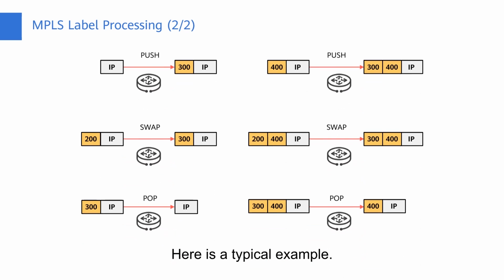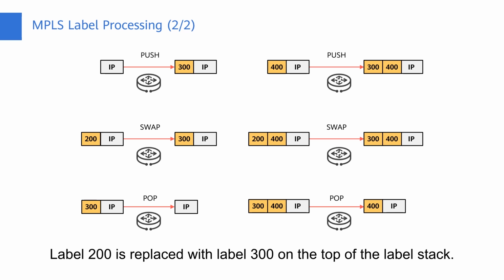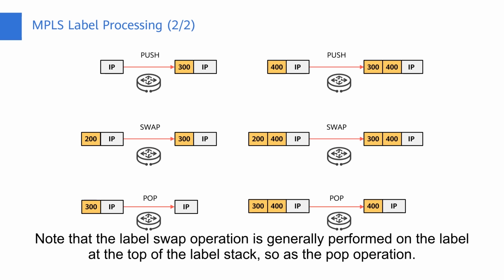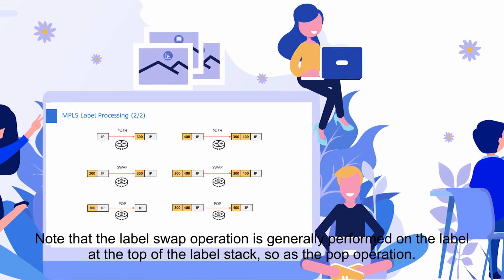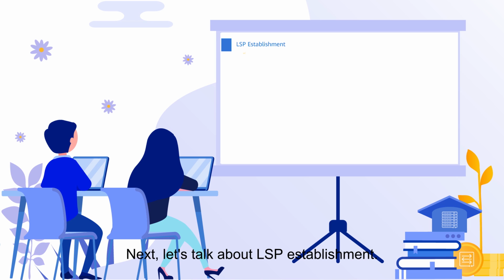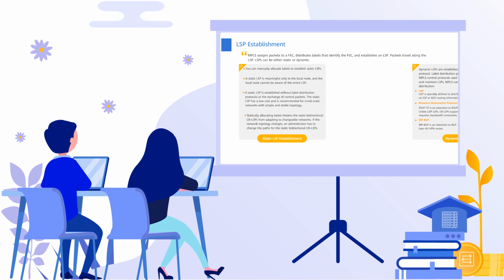Here is a typical example. After an IP packet is received, the Ingress pushes label 300 into it. For an IP packet with a label stack, the device pushes label 300 into it. Label 200 is replaced by label 300 on the top of the label stack. Note that the label swap operation is generally performed on a label at the top of the label stack, as is the pop operation. Next, let's talk about LSP establishment.